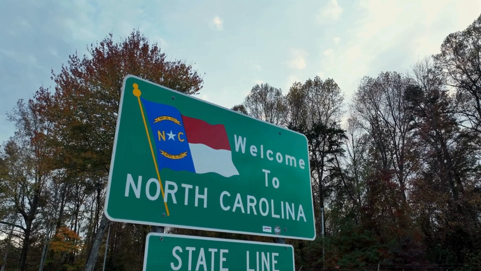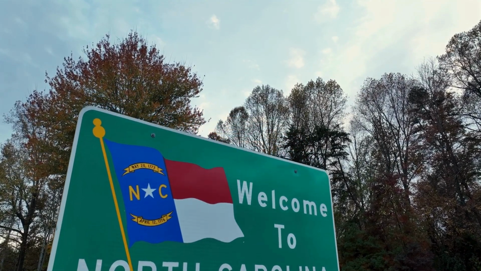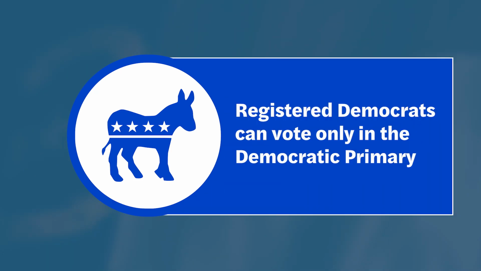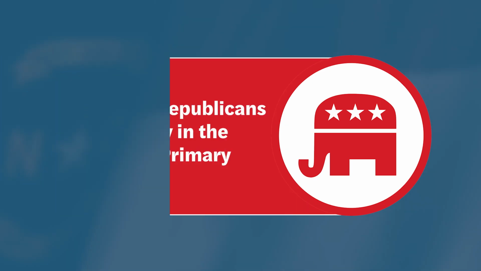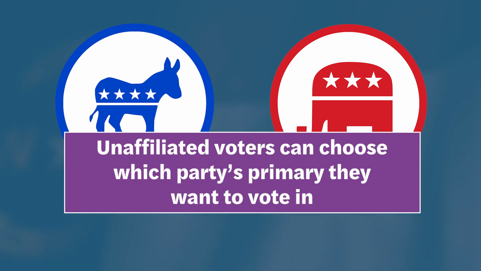In North Carolina, voters registered with a particular party can vote only in their own party's primary. So voters registered as Democrats can only vote in the Democratic primary, and voters registered as Republicans can only vote in the Republican primary. But what about voters who aren't members of any party? In North Carolina, these unaffiliated voters can choose which party's primary they want to vote in. So if a voter isn't a member of a party, they can choose to vote in either the Democratic or the Republican primary, but not both.